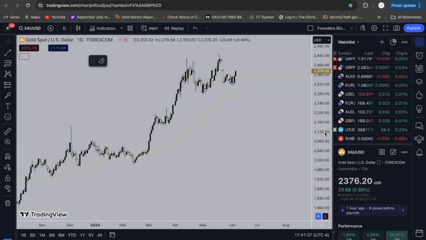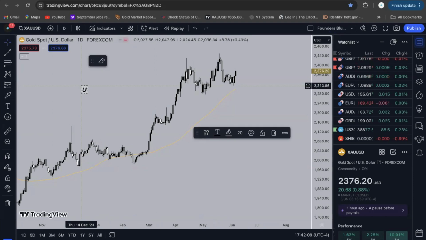What type of trend are we in? Are we in an uptrend, or are we in a downtrend? Number one, we're looking for a trend. Are we in an uptrend, where the market's going up, or are we looking for a downtrend, where the market's going down? Uptrend, downtrend.